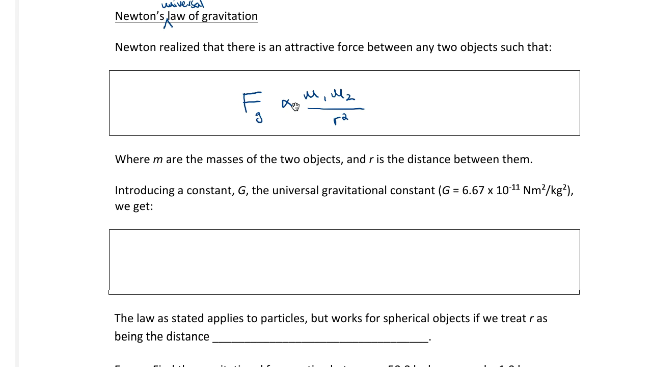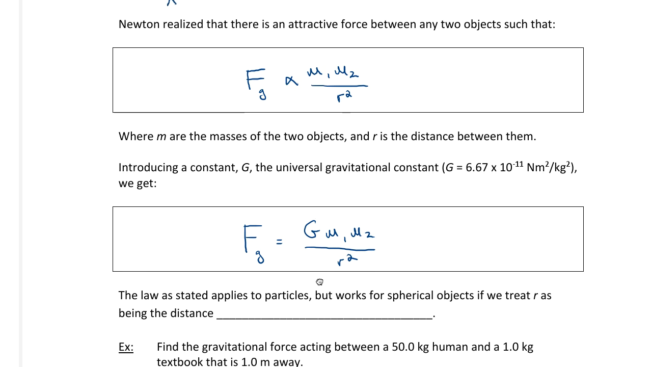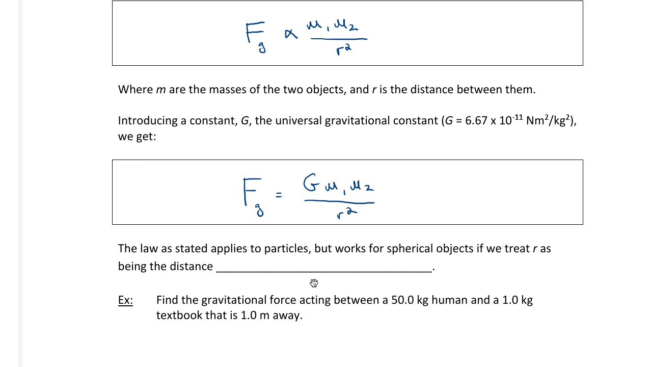Now, this is a statement of proportionality. By introducing a gravitational constant G, which has this value, we get an equation. So the gravitational force is equal to 6.67 times 10 to the negative 11 newton meter squared per kilogram squared times the product of the two masses, and again divided by the square of the distance between their centers. And really, as it's stated here, this equation works for particles, but we can also apply it to spherical objects, as I said, if we treat r as being the distance between their centers. And for non-spherical objects, it can work as an approximation.